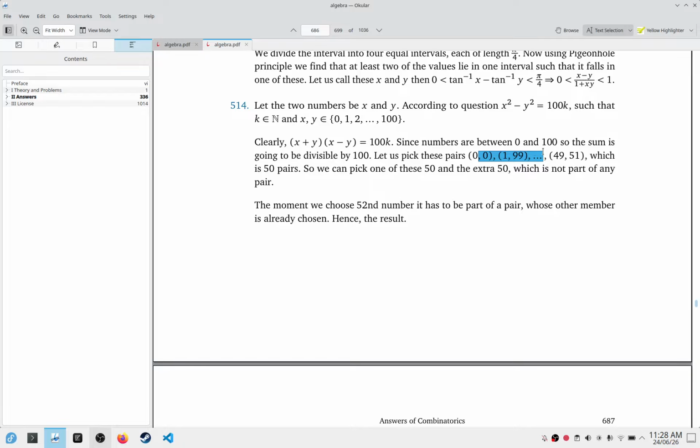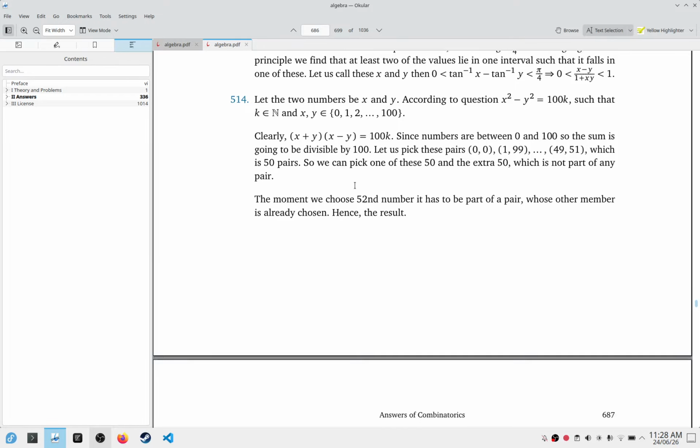So we pick one from each of these 50 pairs, and then the remaining 0 and 50. So we choose 51 numbers. But the moment we choose the 52nd number, that will be part of one of the pairs whose sum is 100. And that's how we get the result.